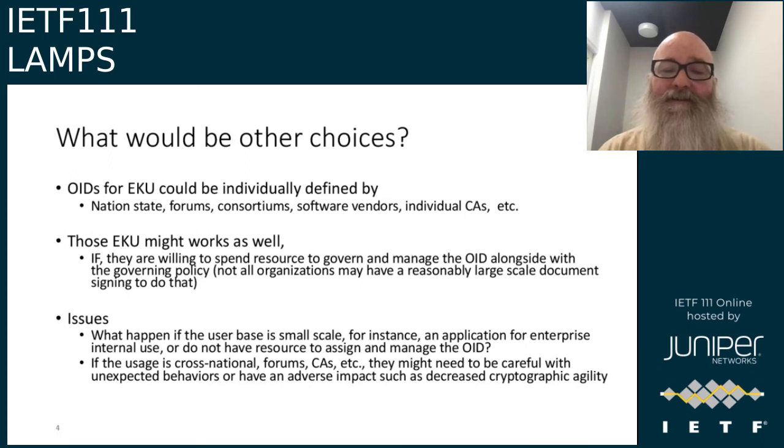So what are our choices? We could let OIDs be defined individually by whoever: nations, states, forums, consortia, software vendors, individuals, etc. Those might work well, but it's a lot of effort to get them defined and used and implemented and understood elsewhere. So the idea is that we'd like to have one generic place defined, and that would be in the IETF.